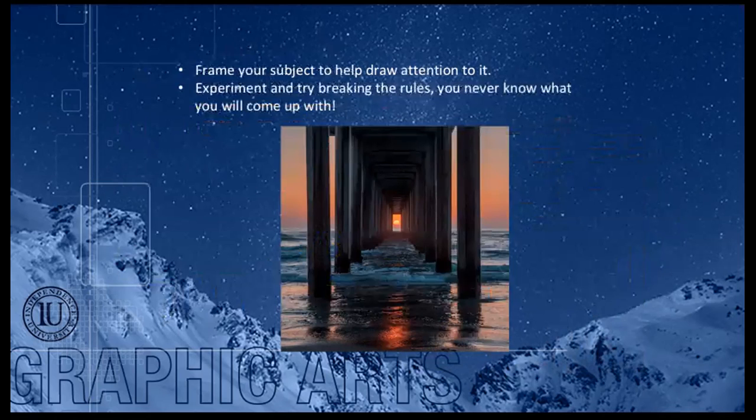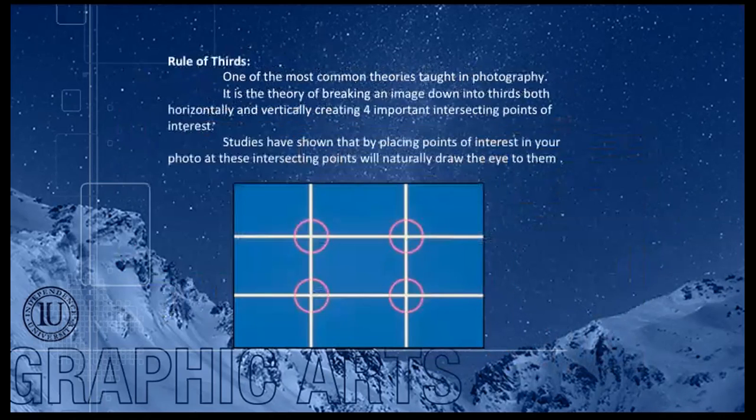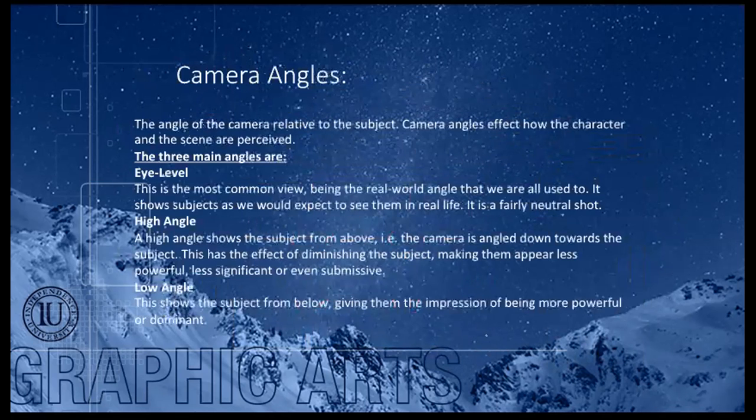As designers, we always say we don't have rules, but we actually do have rules, and you have to know the rules in order to know when to break them, in photography as well. Rule of thirds. We talked about this as well. One of the most common theories taught in photography is breaking an image down into thirds, both horizontally and vertically, creating four important intersecting points of interest. There are factual studies that have shown that placing points of interest in your photo at these intersecting points will naturally draw the eye to them. So we looked at some of those examples as well.